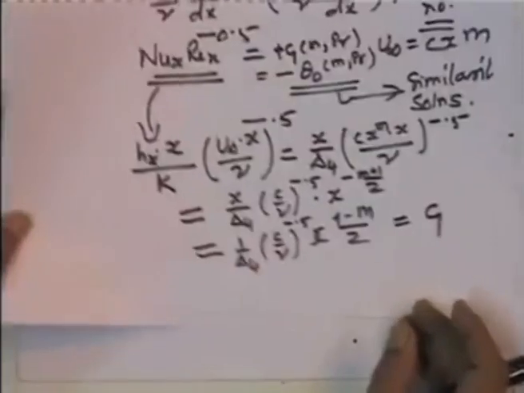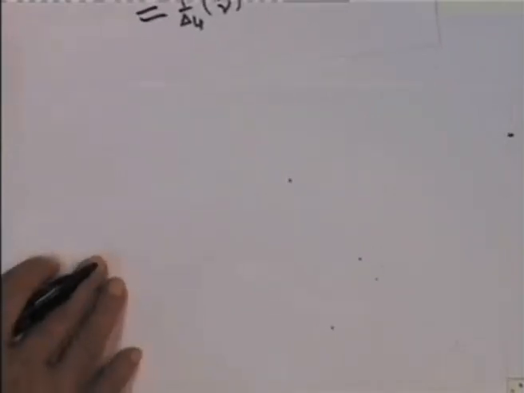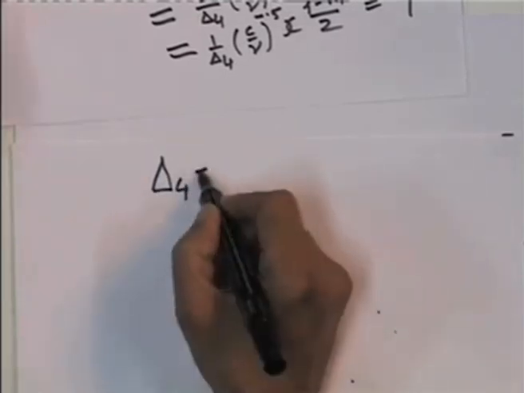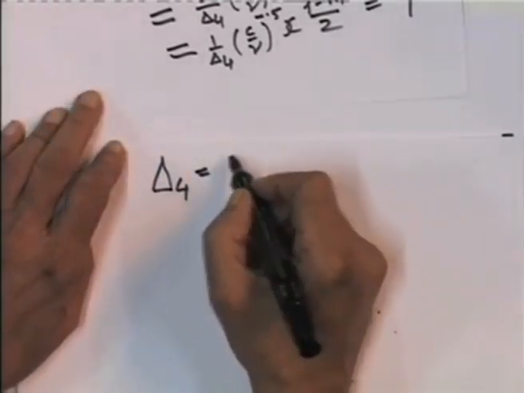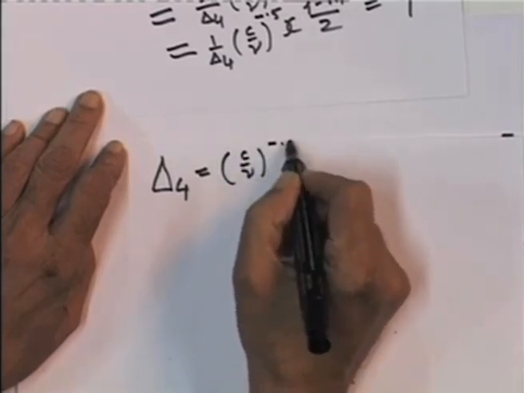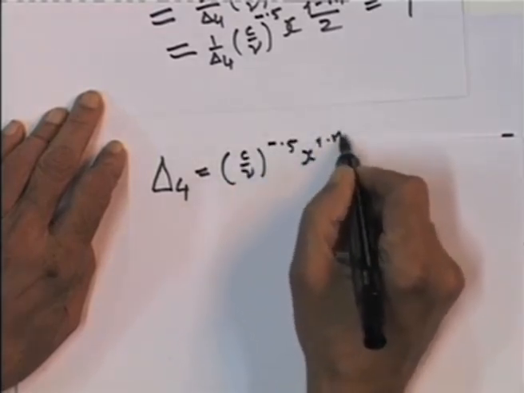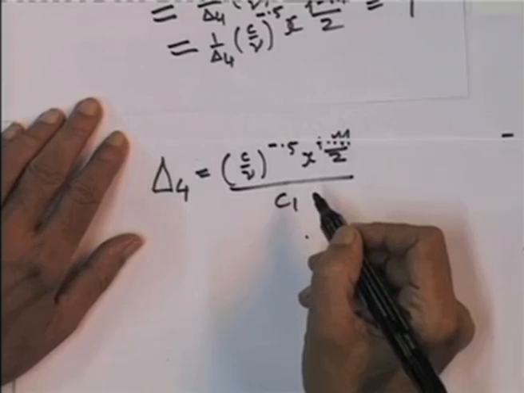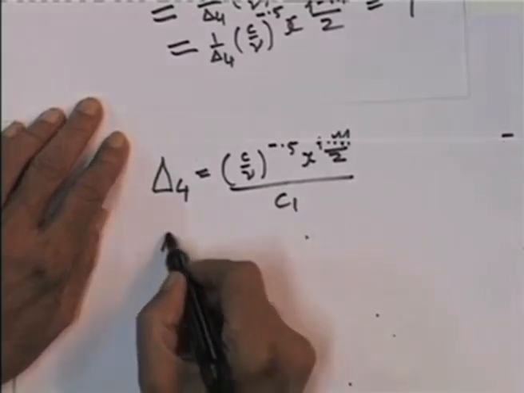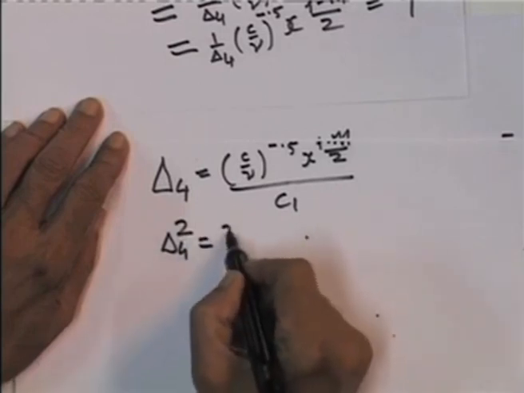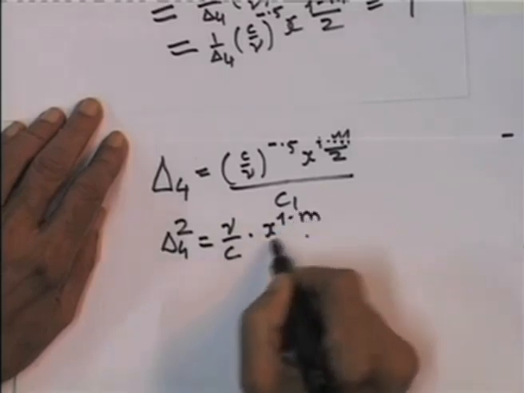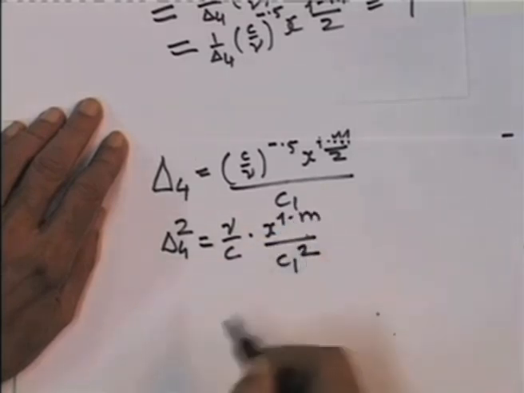And therefore, delta 4 will be C by nu raised to minus 0.5 x raised to (1 minus m) by 2 divided by C 1, and delta 4 square therefore will be nu by C into x raised to 1 minus m divided by C 1 square.